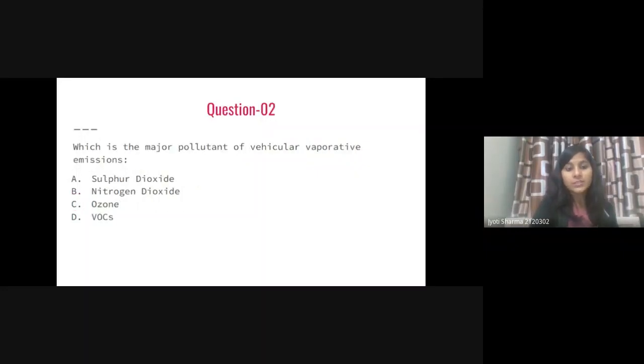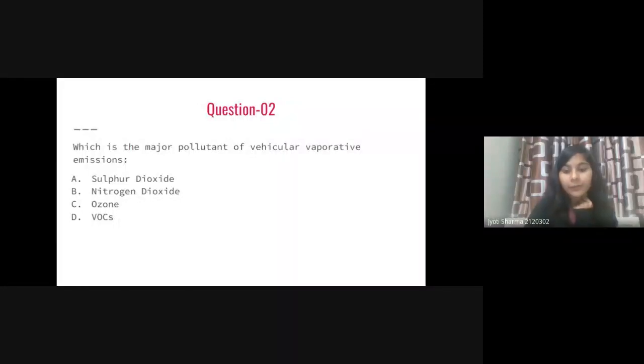Next, which is the major pollutant of the vehicular evaporative emission? Which is the major pollutant of vehicular evaporative emission? Pinak gave me answer D, VOCs. Okay, thank you.